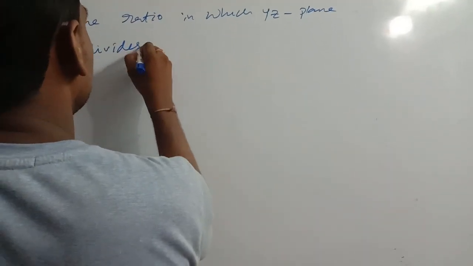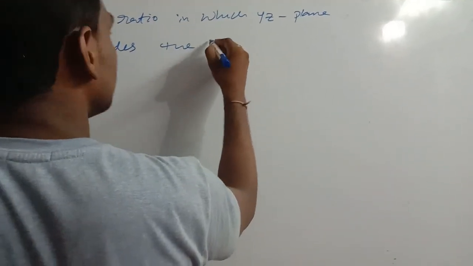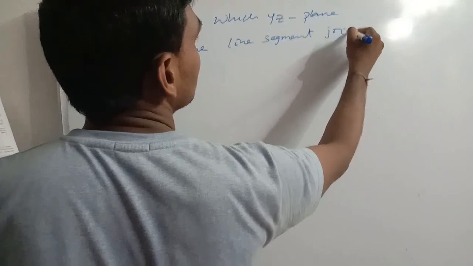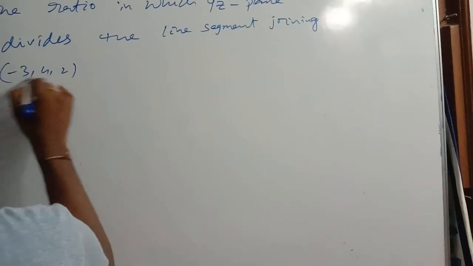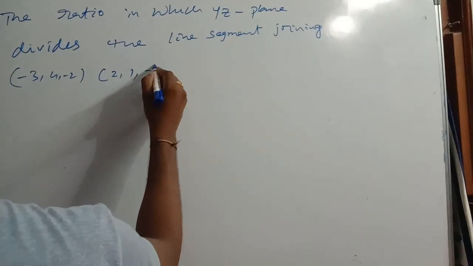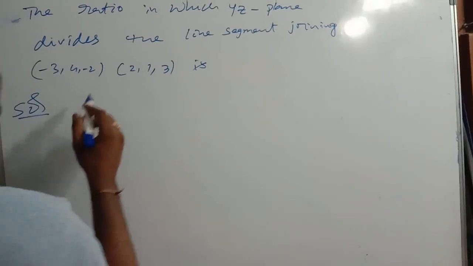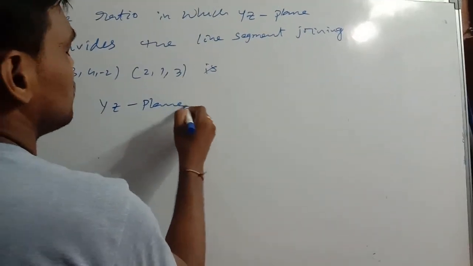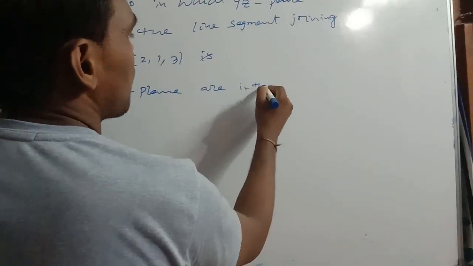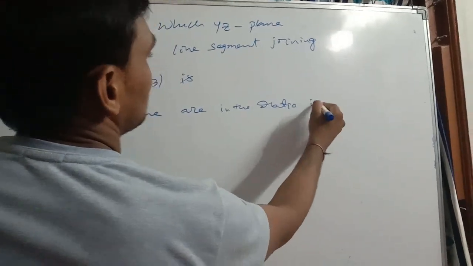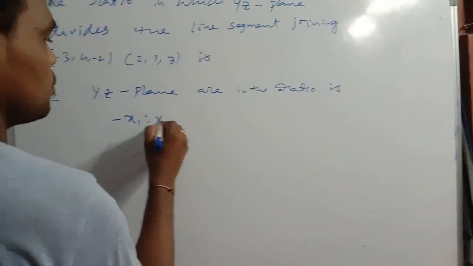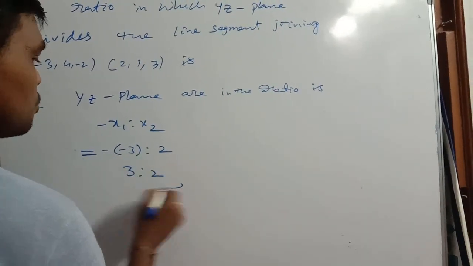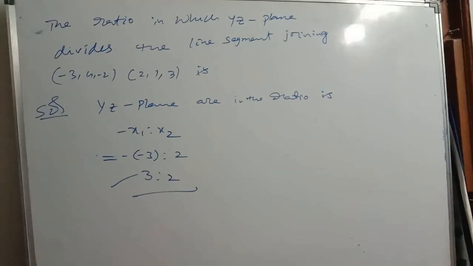A plane divides the line segment joining minus 3, 4, minus 2 and 2, 1, 3. Now the ratio in which the YZ plane divides is minus x1 is to x2. Now here minus of minus 3 is to x2. This is 3 is to 2. Okay, now the answer is 3 is to 2.